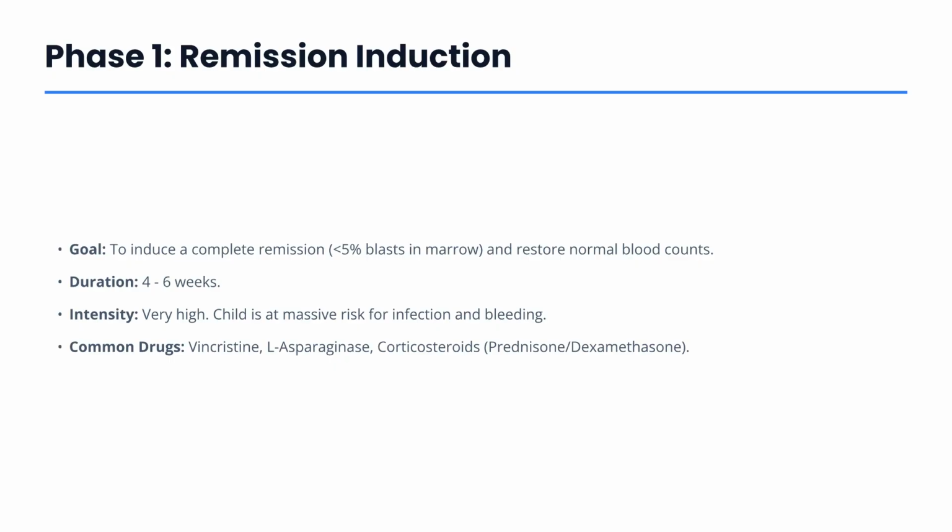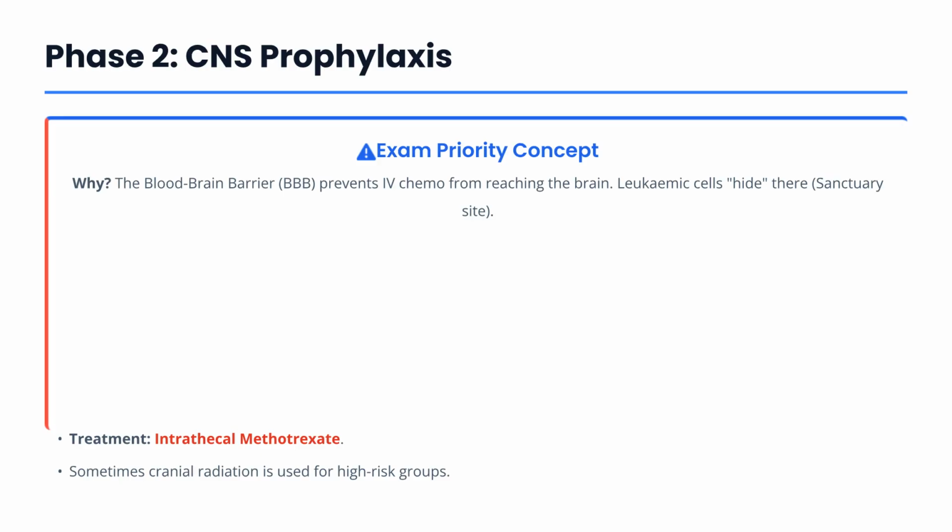Common drugs include vincristine and corticosteroids. Phase 2, CNS prophylaxis, is an exam priority concept. It is necessary because the blood-brain barrier prevents IV chemo from reaching the CNS, a sanctuary site for leukemic cells. Treatment involves intrathecal methotrexate, sometimes with cranial radiation.